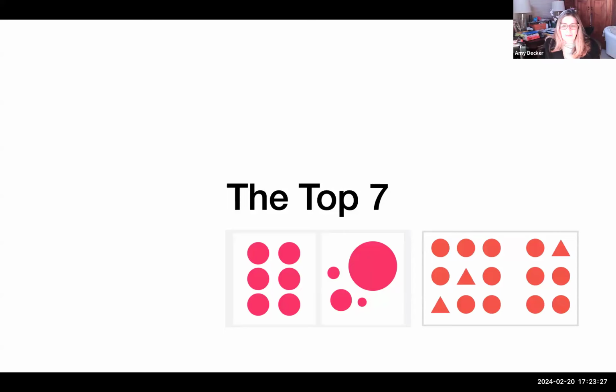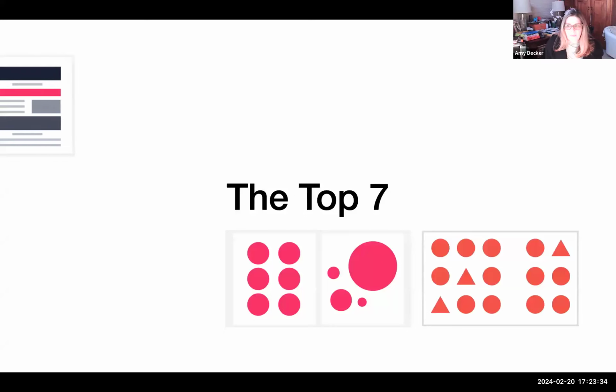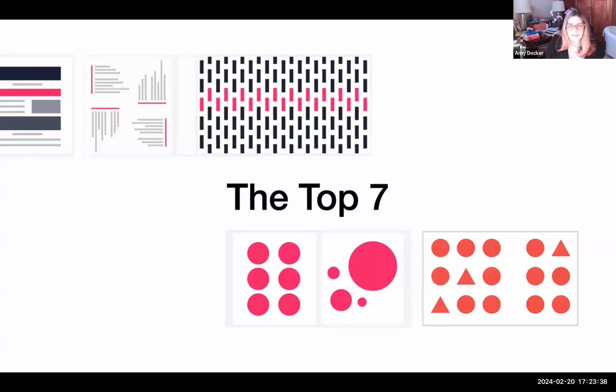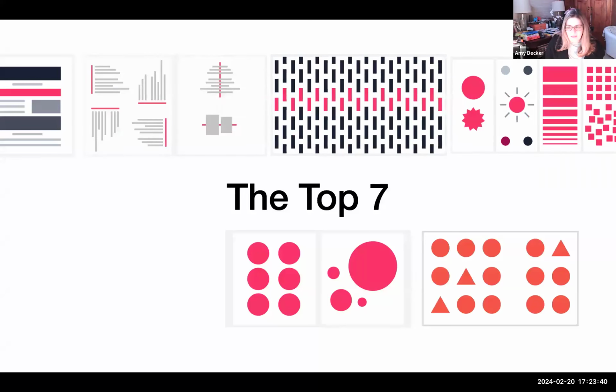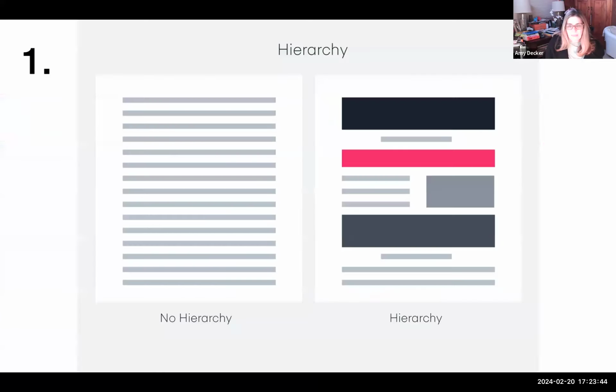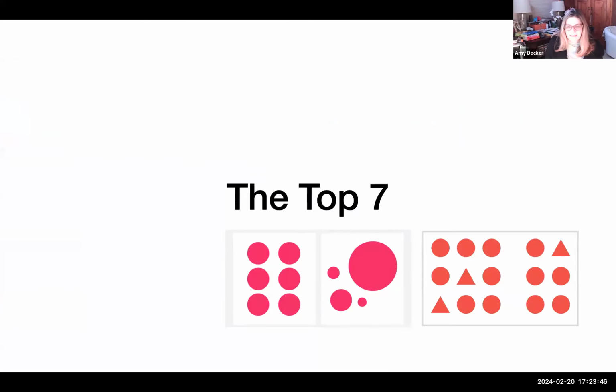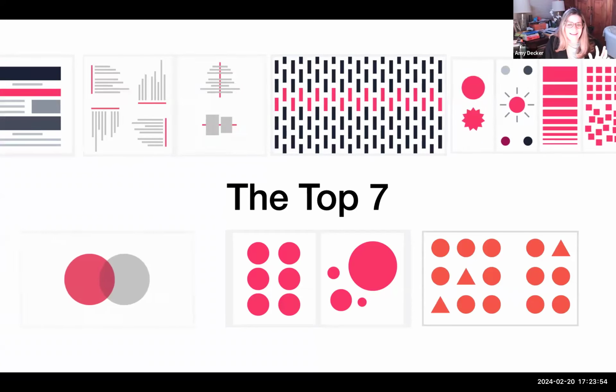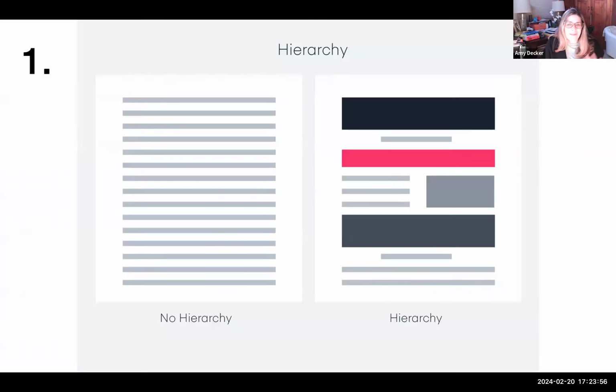We're going to talk about the top 7, and that is hierarchy, alignment, repetition, contrast, simplicity, balance, and proximity. I added 2 more slides and now I realized I didn't animate them like I did everything else. Sorry, less fancy. All right, so let's start with number 1.